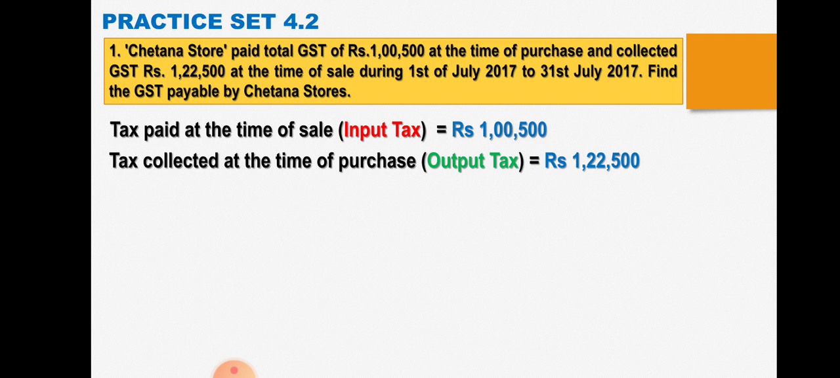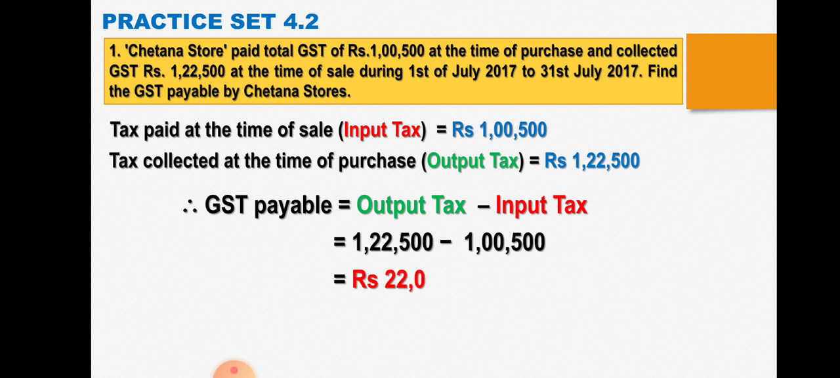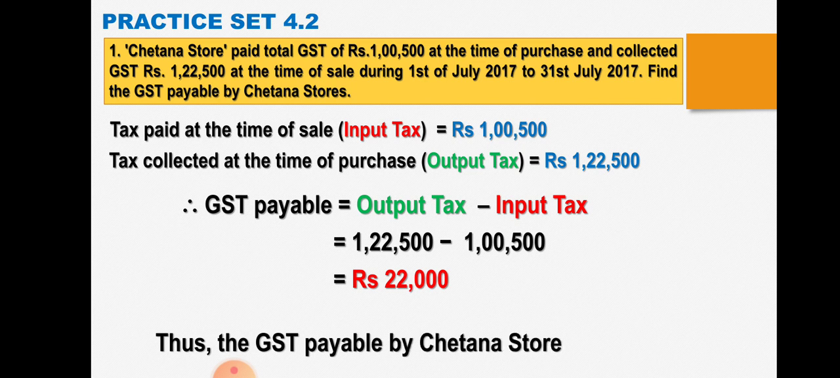So you know the formula. We have to find GST payable. GST payable is equal to output tax minus input tax. We have both the values, so we will substitute them into the formula. When you subtract, you get 22,000 rupees. So this is the amount to be paid. Thus the GST payable by Chetna store is 22,000 rupees.